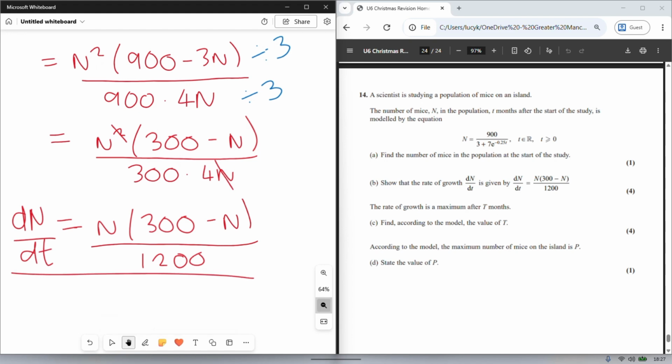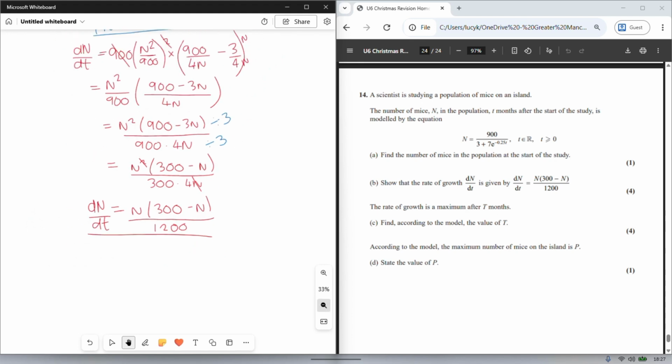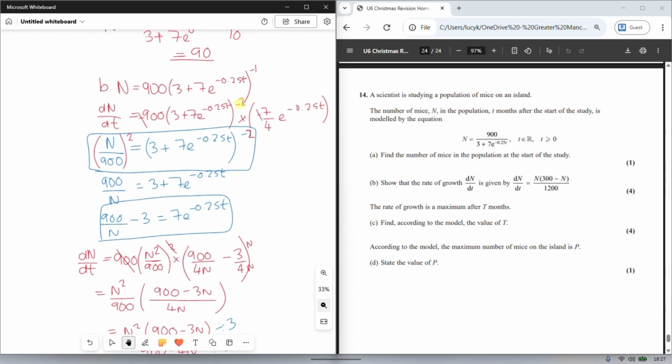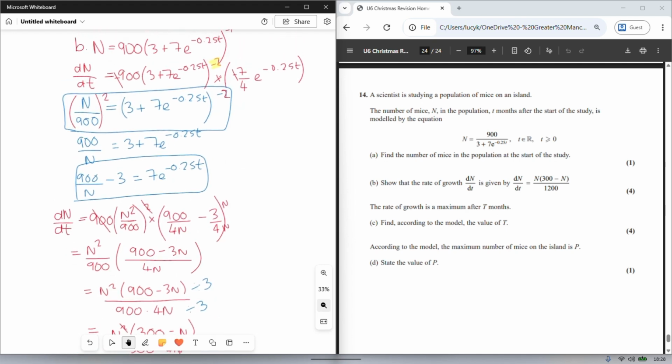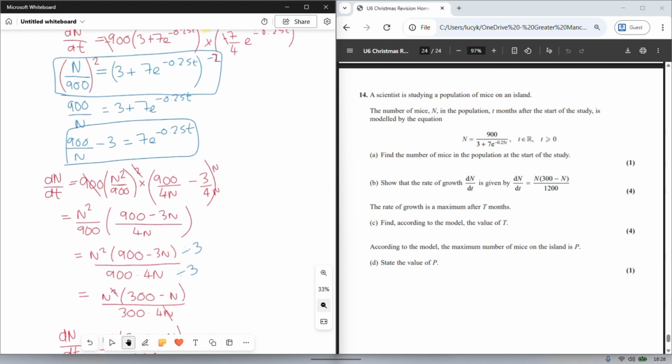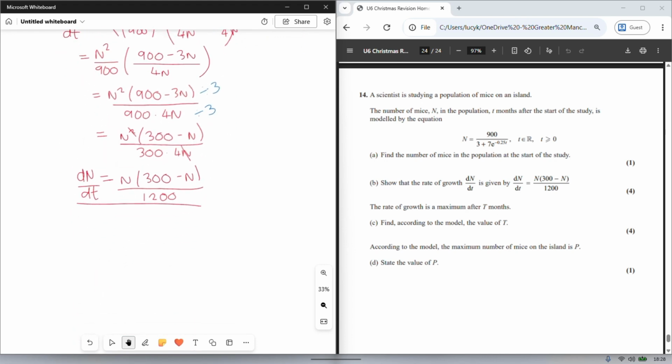So if I zoom out and go through that again, because it's quite a process that we took to get there: we started by differentiating, and we got something with the 3 plus 7e to the minus 0.25t. I then used my original equation involving n to rearrange those and tried to spot where I could make easy substitutions. I then replaced my 3 plus 7e to the minus 0.25t and 7e to the minus 0.25t with my rearrangements, and then it was just a case of algebraic manipulation to get to here.